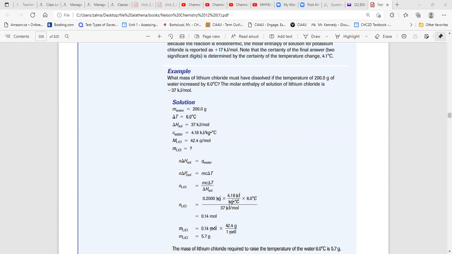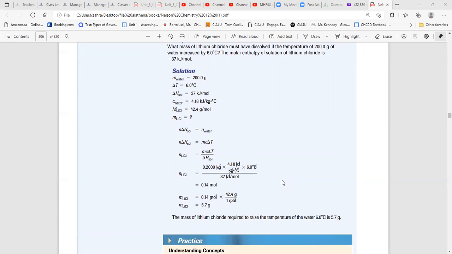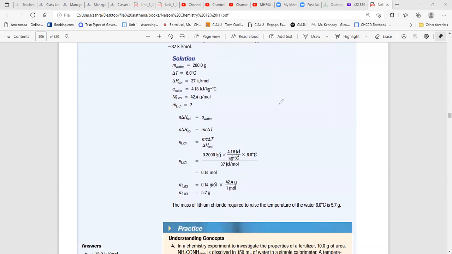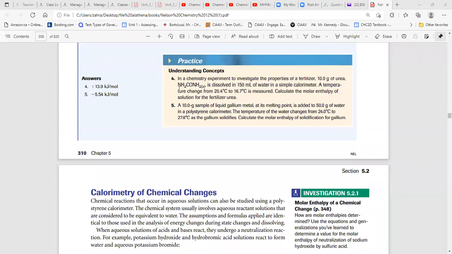Here we have delta H, you just bring it to the other side, to the denominator. We can calculate N, the moles of lithium chloride. Then, knowing N, mass is moles multiplied by the molar mass. Just look at the table to find the molar mass of lithium chloride. Here the molar mass is 42.4, multiply by the moles that you got here, you get 5.7 grams. Now you can do questions 4 and 5.